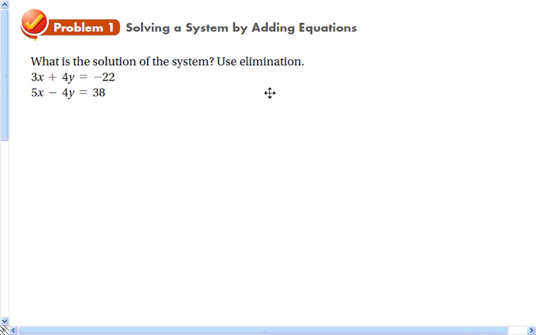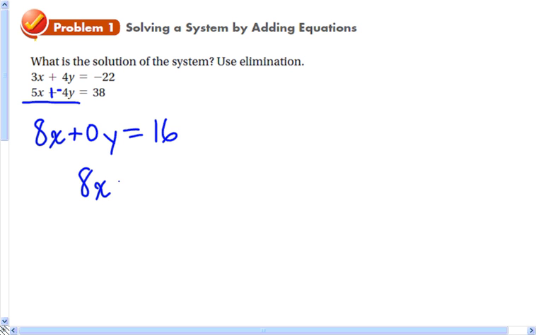Okay, so let's think about that with this problem here. What if I added the first two parts of these equations together? I add 3x plus 5x, I get 8x. I add positive 4y plus negative 4y, and that makes 0y, which is 0. And if I add 38 plus negative 22, I get 16. Well, 0 times y is just 0, and 8x plus 0 is equal to 8x. So I end up with this really simple equation, 8 times x equals 16. And I can just do the division property of equality and find that x is equal to 2.